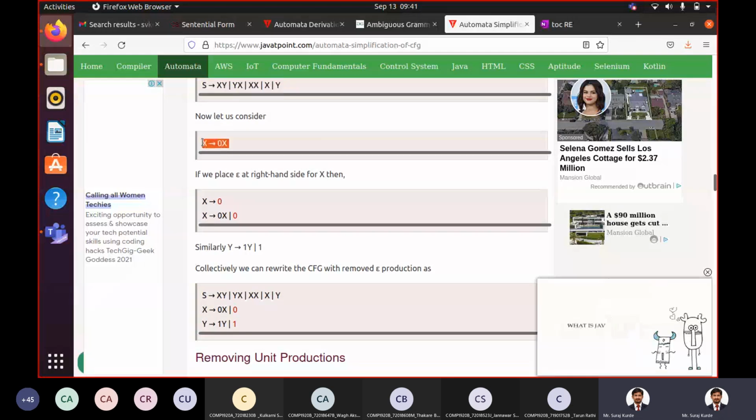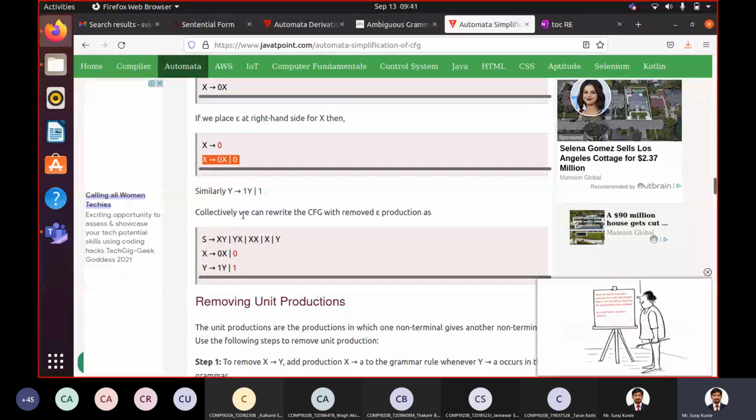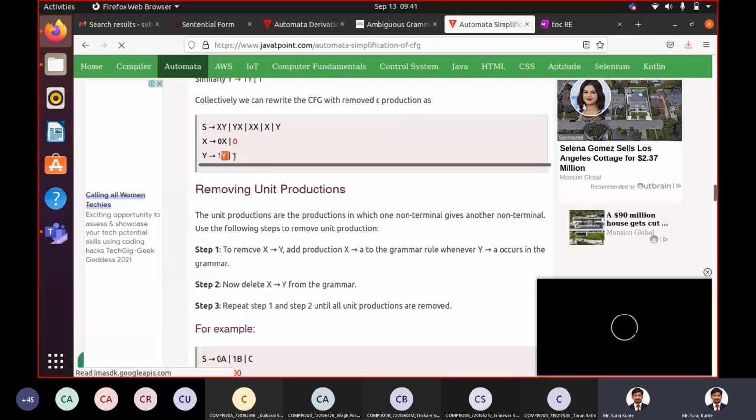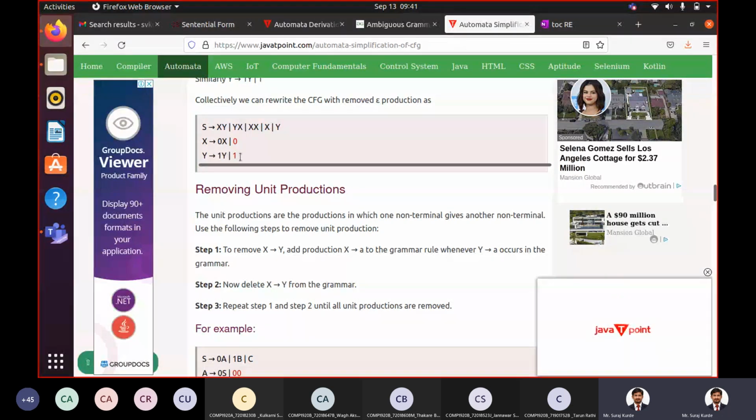Then here X produces 0X, replace right hand side X with epsilon. So it becomes X producing 0. X produces 0X, X produces 0. That is the new production. Then for Y, it becomes 1 because Y is replaced with epsilon. So the new production is Y producing 1Y and Y produces 1.